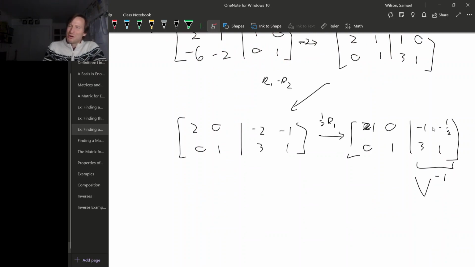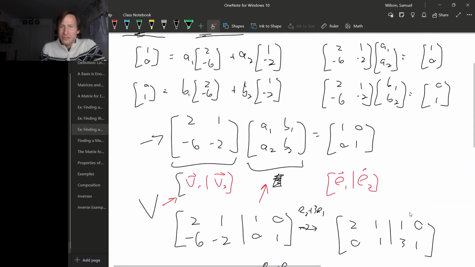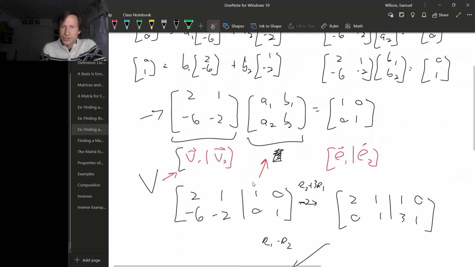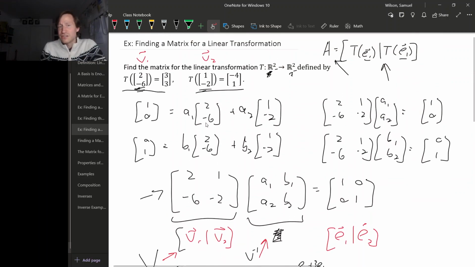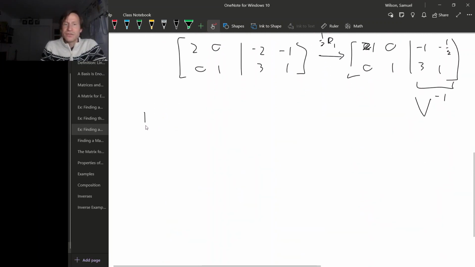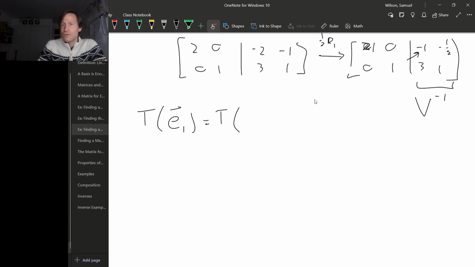Okay, so what were we doing with this matrix? Well, remember this matrix V inverse, which should show up right here. This contained the coefficients that write the standard basis vectors as linear combinations of the basis that we have. Now what we can do is find what this linear transformation does to the first standard basis vector. We can write the first standard basis vector as a linear combination of the 2 basis vectors we have. And remember, these were the coefficients for that linear combination.